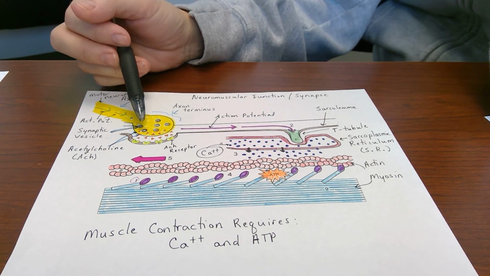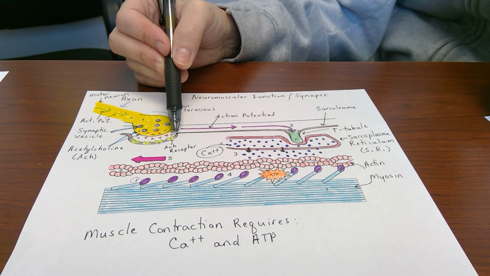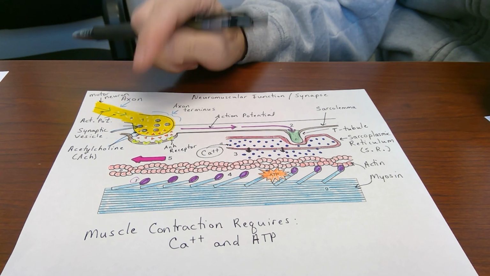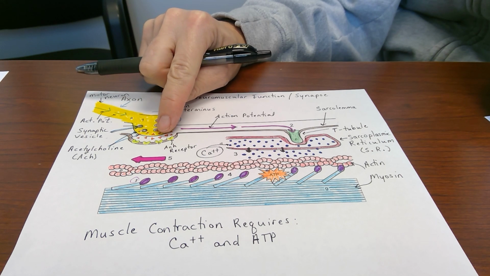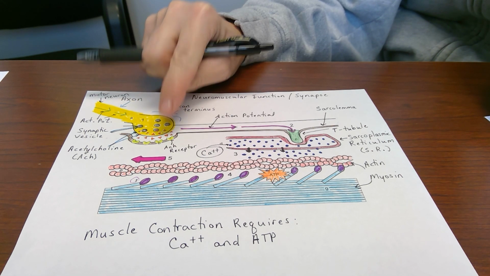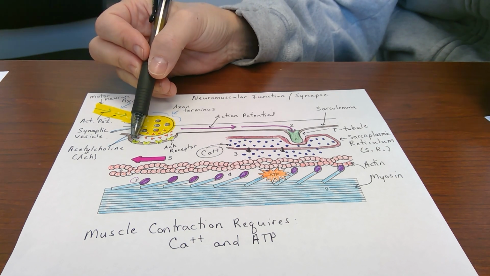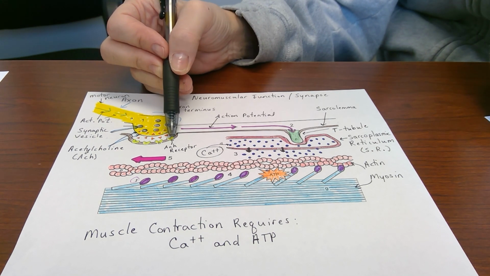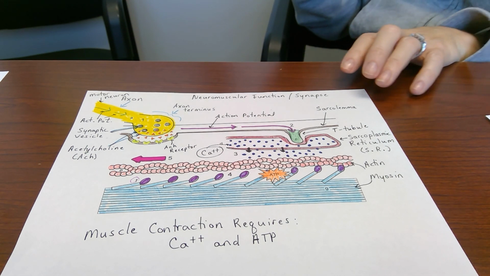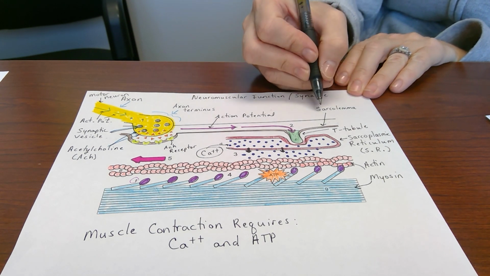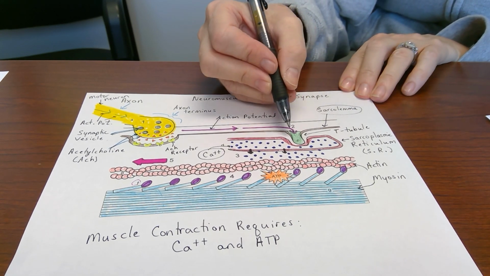The synaptic vesicles will release acetylcholine into the synaptic cleft, which I neglected to label, but that's that little space right there, the synaptic cleft. ACh will diffuse across the cleft and bind to ACh receptors located here. They're embedded in the sarcolemma. Now, I did go ahead and label sarcolemma right here for you. Sarcolemma is what I've colored in brown.